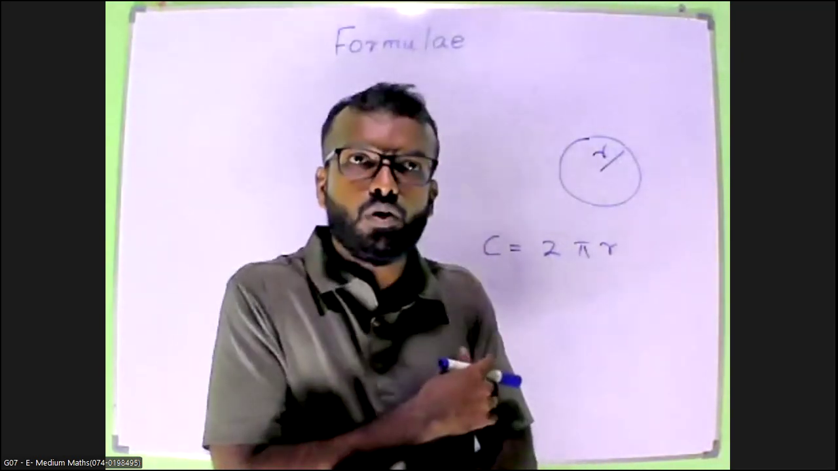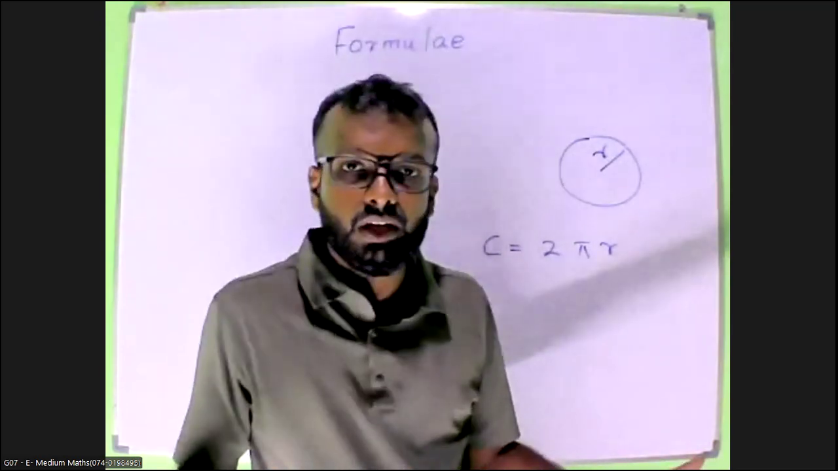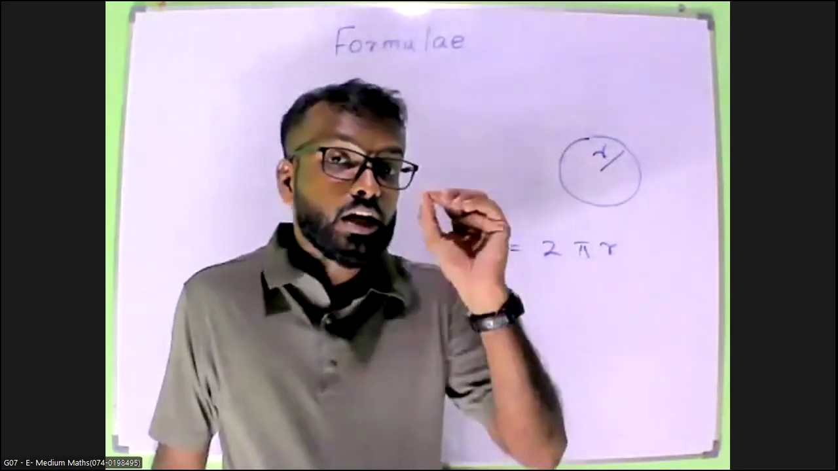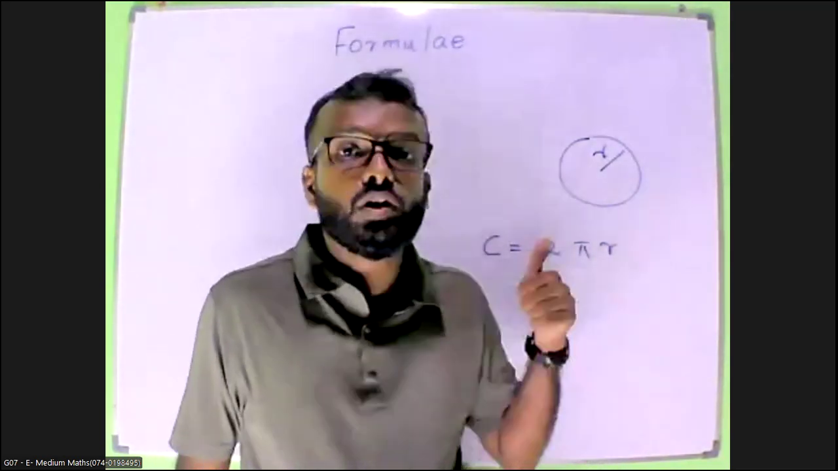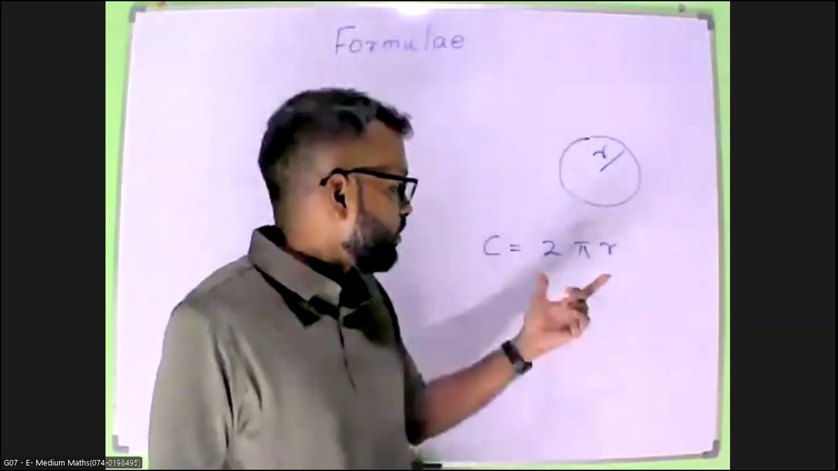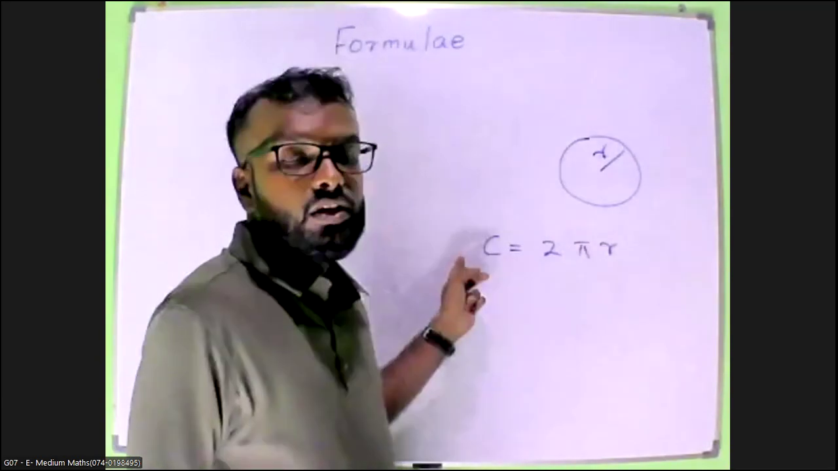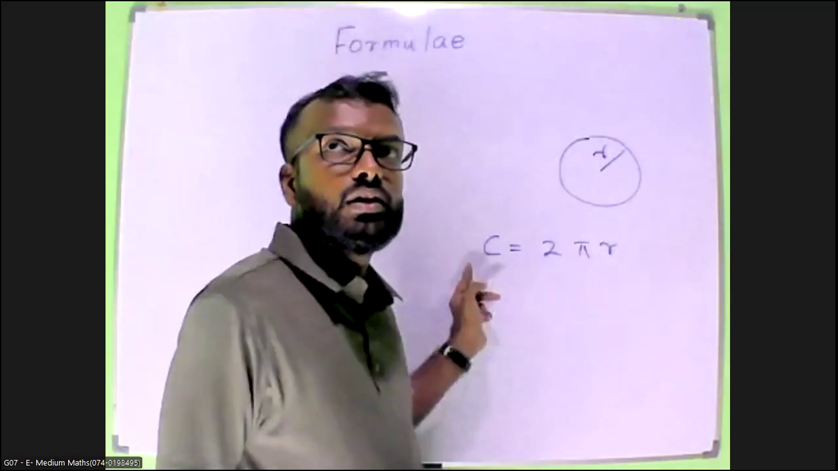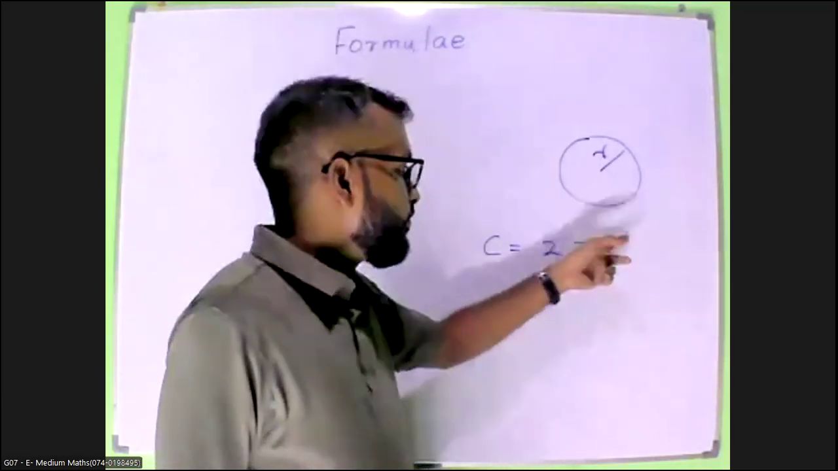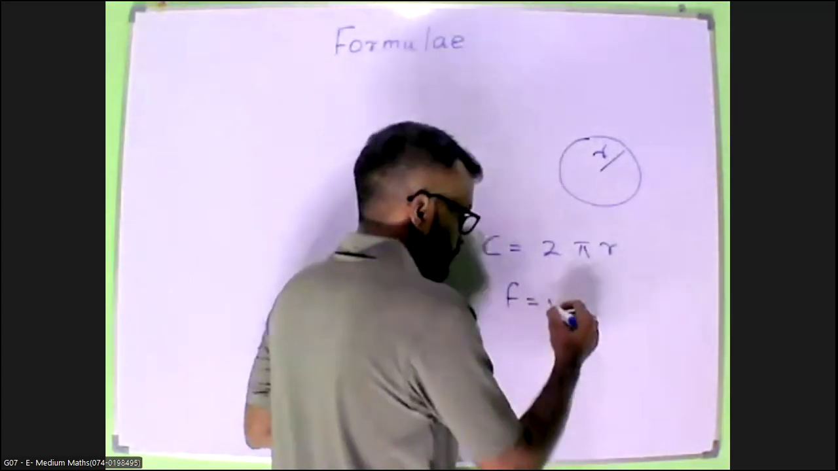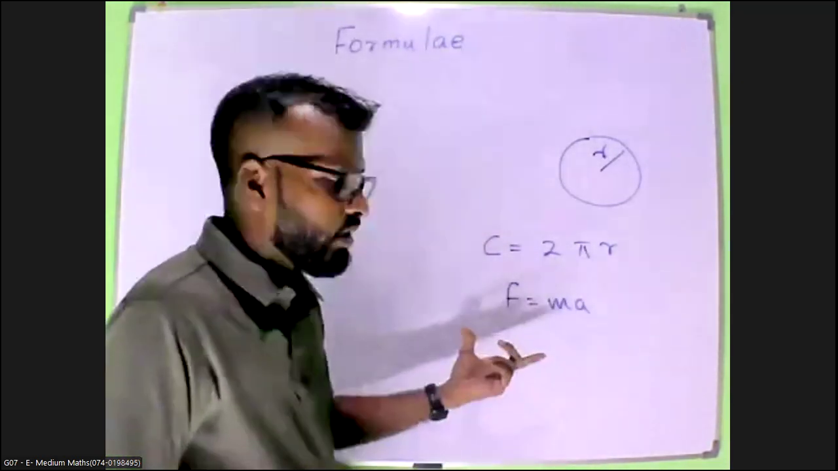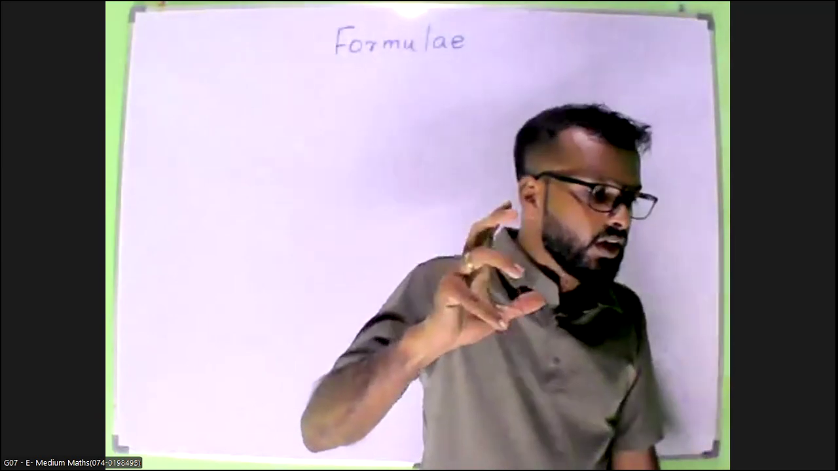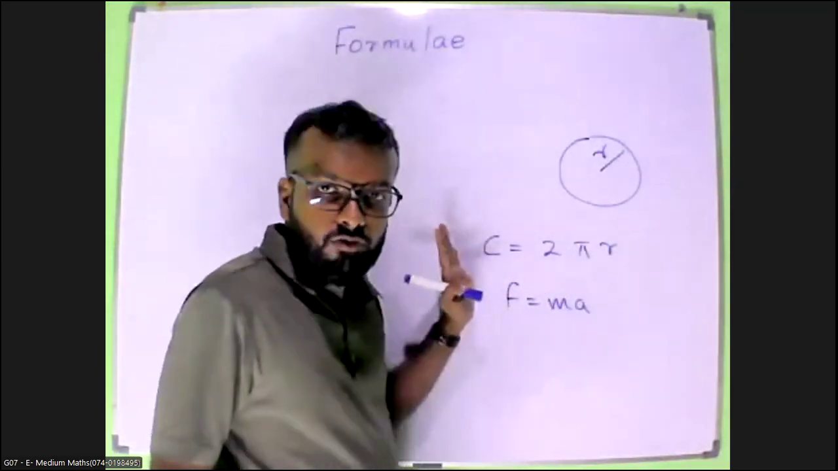An equation can be used anywhere. Any person can use an equation, but a formula has been introduced by a specific person to the world. So this is C equals 2 pi r, and F equals ma, which comes under science. These are well-known formulas. Equations are not like that. So that is the difference between equation and formula.